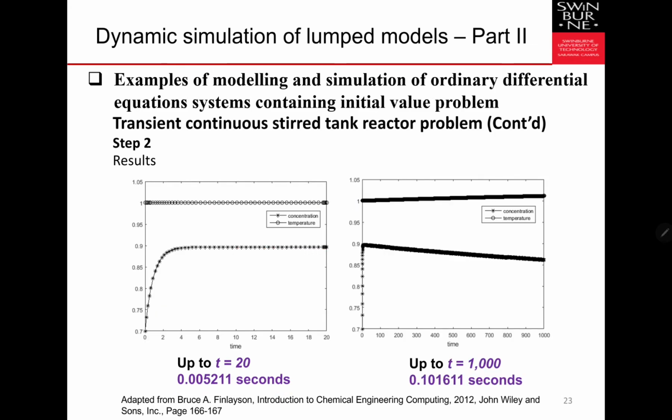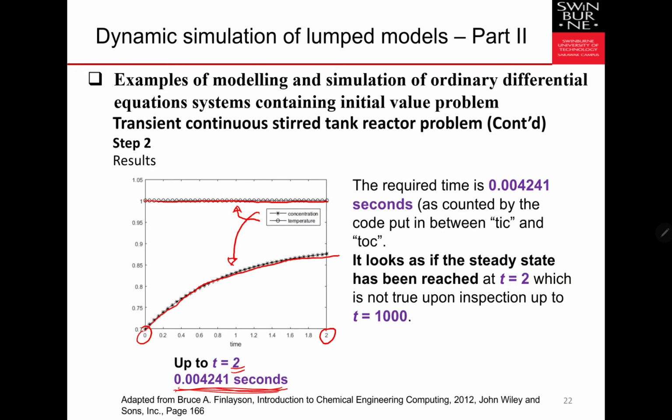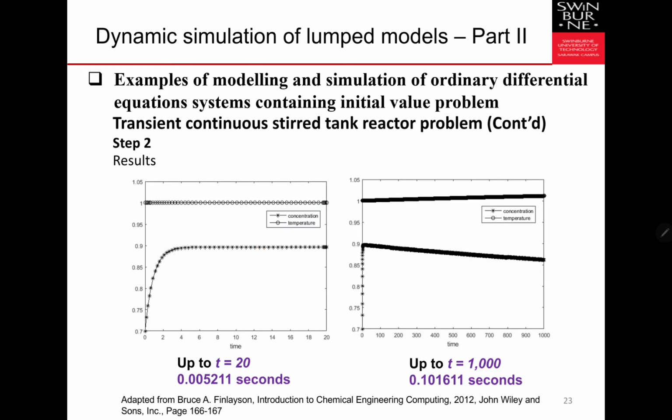Next one, we run it up to 20. How to run it up to 20 is we just need to change this 2 in here to 20. If we want to run it to 1000, then we change this 2 to 1000. If we want to run it to 10,000, then we just simply change this 2 to 10,000. If we run it to 20, again, the concentrations will look as if they've reached the steady state. The temperature seems not to change. We see that it's only requiring about 0.005.